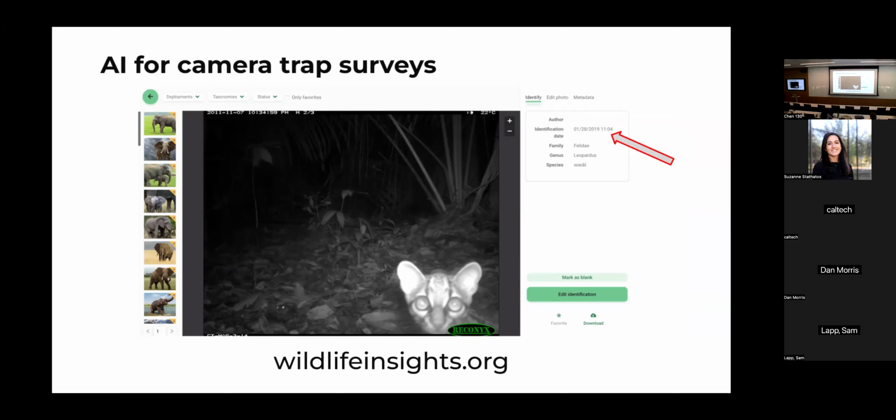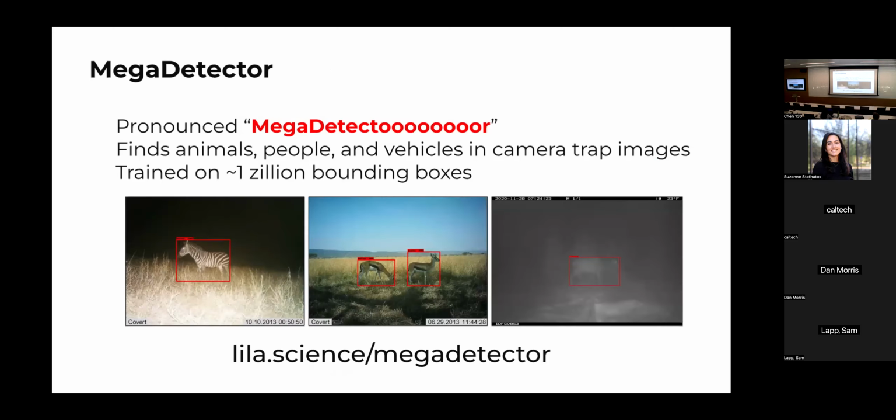Sarah and I have both worked on a platform called Wildlife Insights. That's a platform for camera trap data management that has an AI component. And we've both also worked a whole bunch on a model called MegaDetector that helps find animals, people, and vehicles in camera trap images, mostly so that those well-trained humans can spend their precious time on the animal part and not on the empty and people part of their camera trap data surveys.